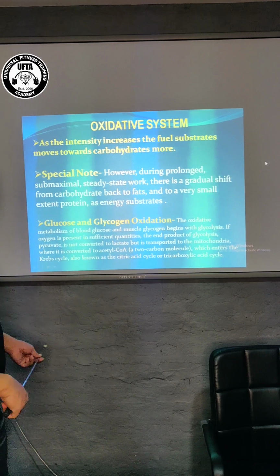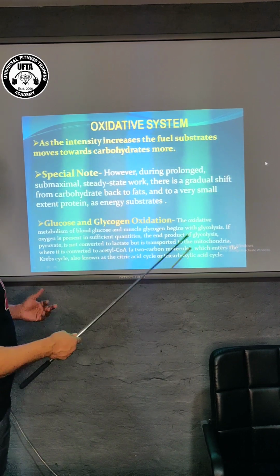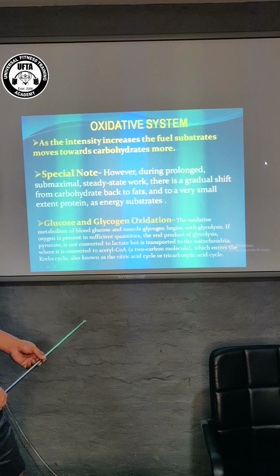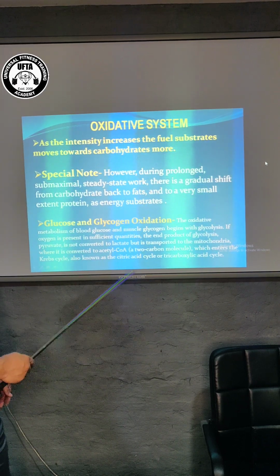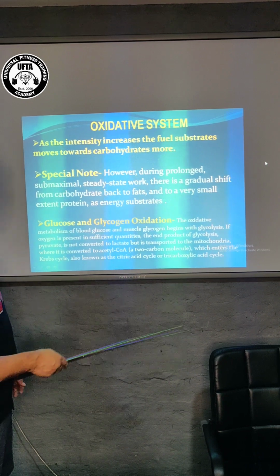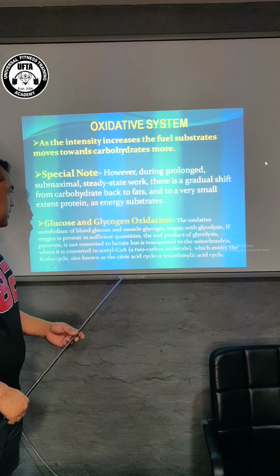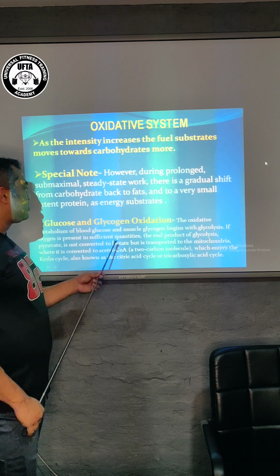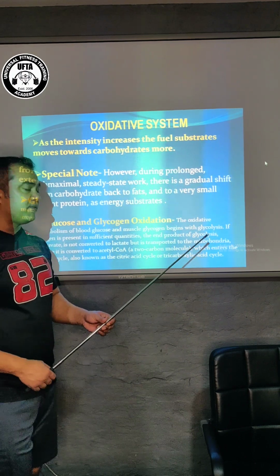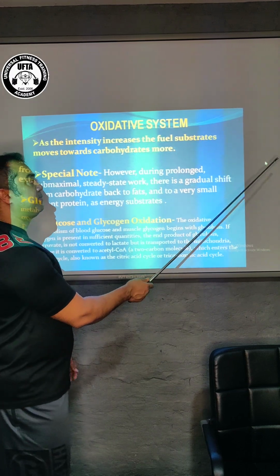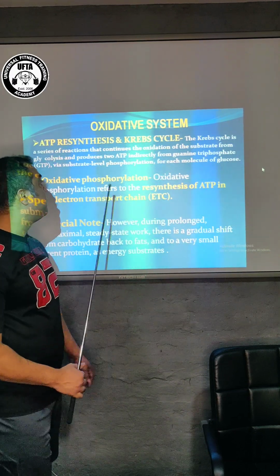Glucose and glycogen oxidation. The oxidative metabolism of glucose and glycogen begins with glycolysis, when oxygen is present in sufficient quantities. The end product of glycolysis is pyruvate. It's not converted to lactate, but is transported into the mitochondria, where it is converted to acetyl CoA, a 2-carbon molecule, which enters the Krebs cycle, also known as the citric acid cycle. You might have heard about the citric acid cycle, which is basically the beginning of the oxidative system.